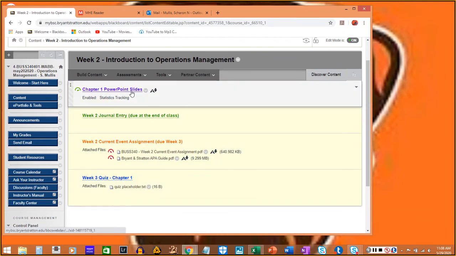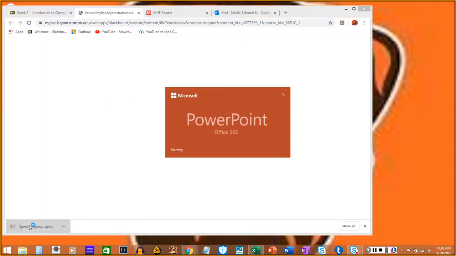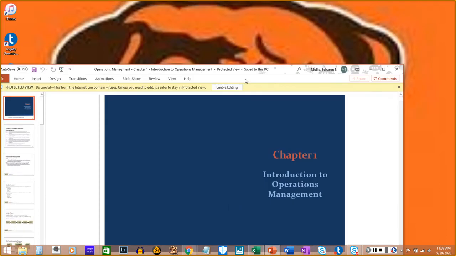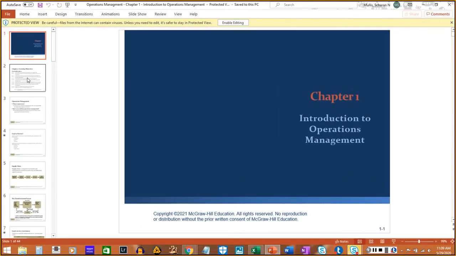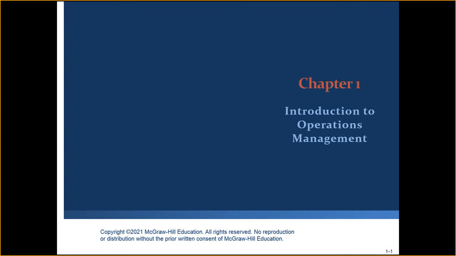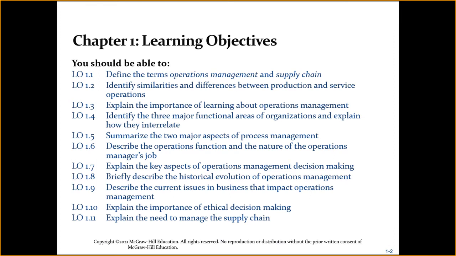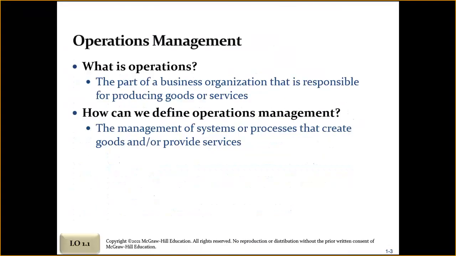So to get into the slides, you just click on the link for the slideshow. If it doesn't automatically open, if you're using Chrome, it always brings it up at the bottom of the screen. You click on it, and we will begin. So we'll be discussing Chapter 1, Introduction to Operations Management. You can read all of the learning objectives on your own time.